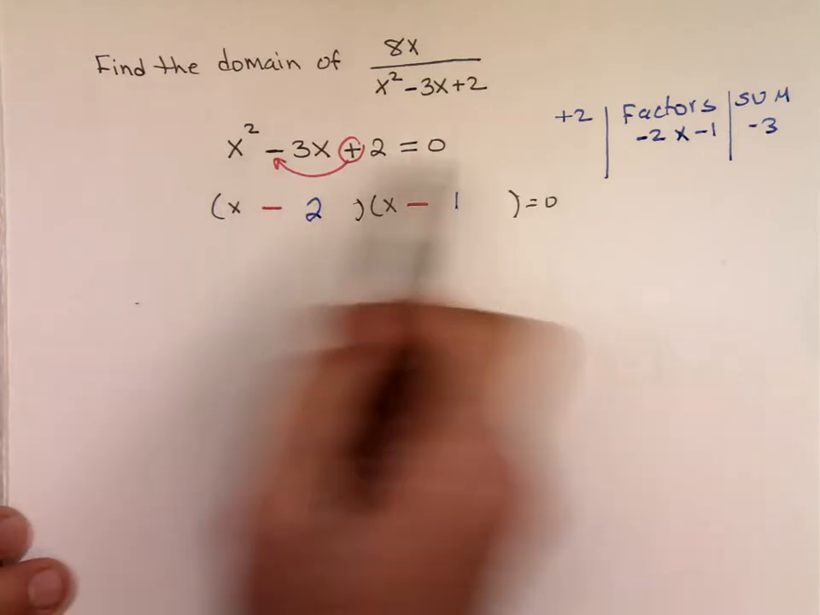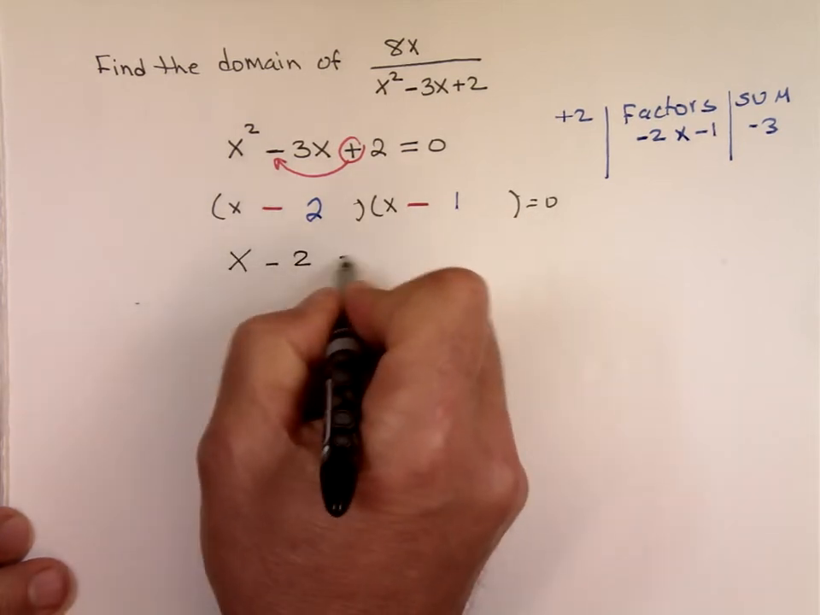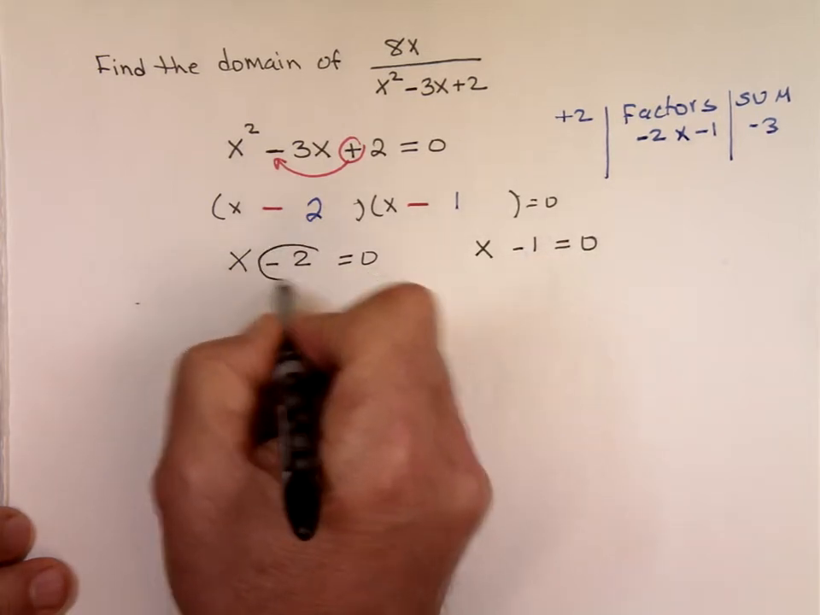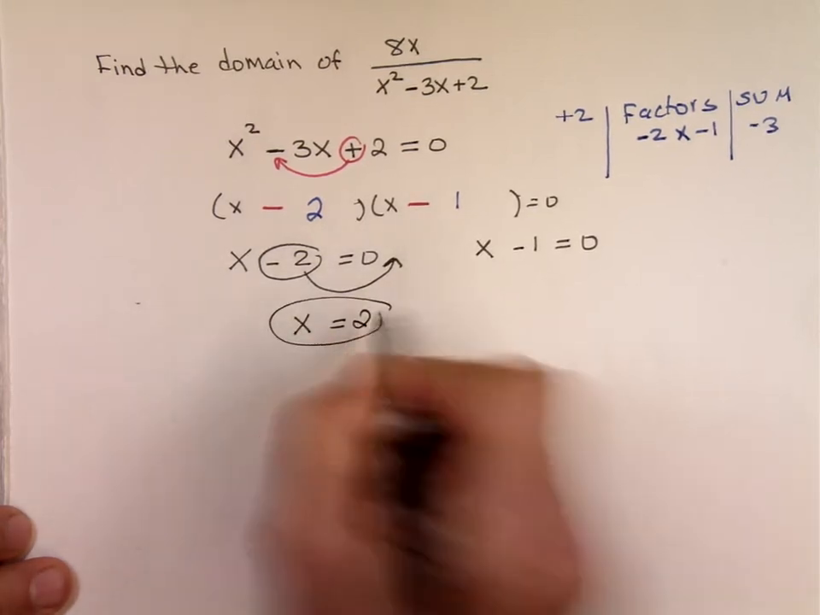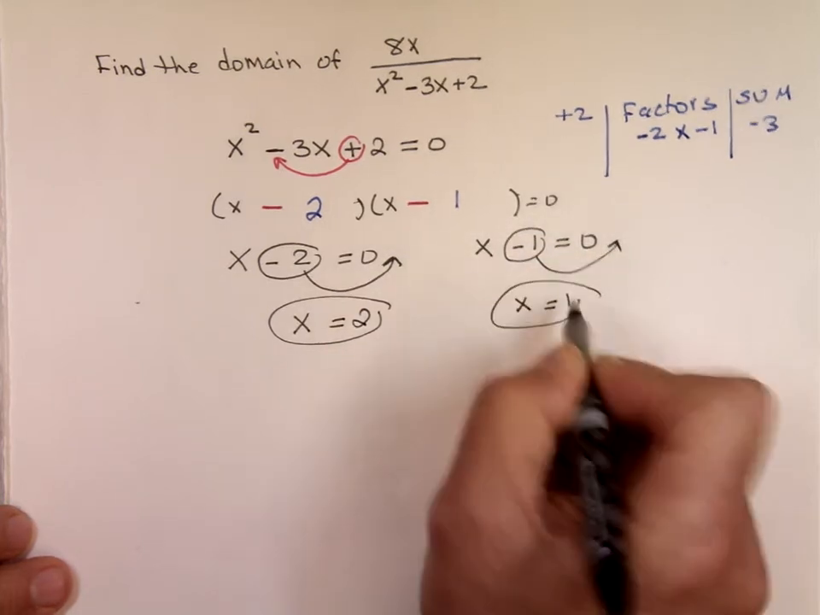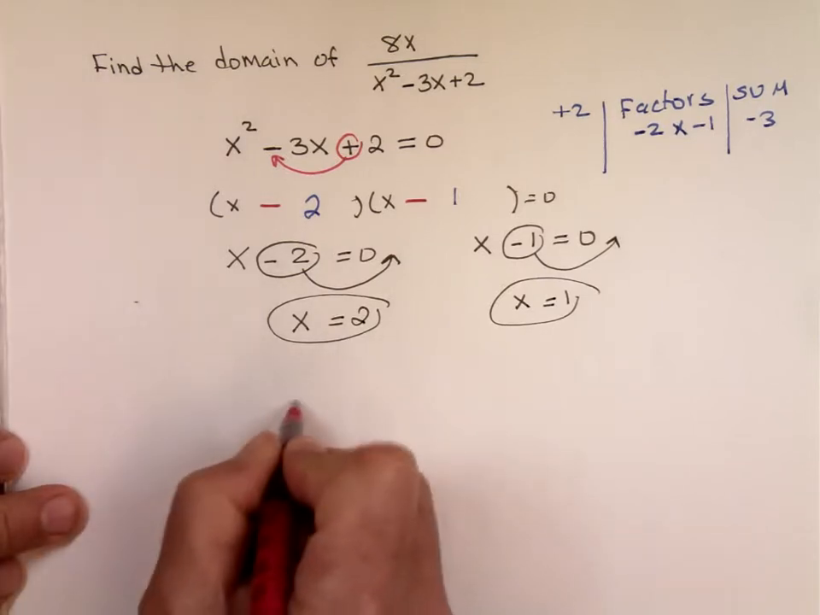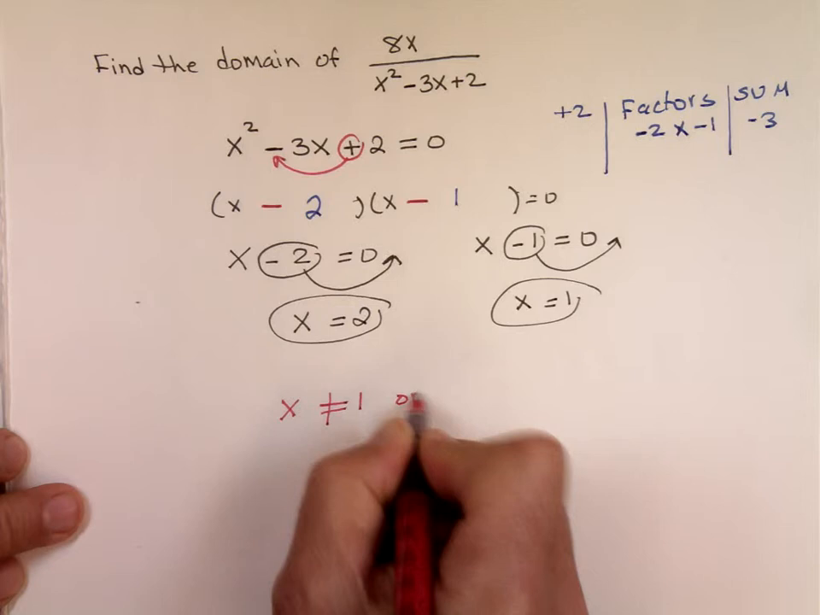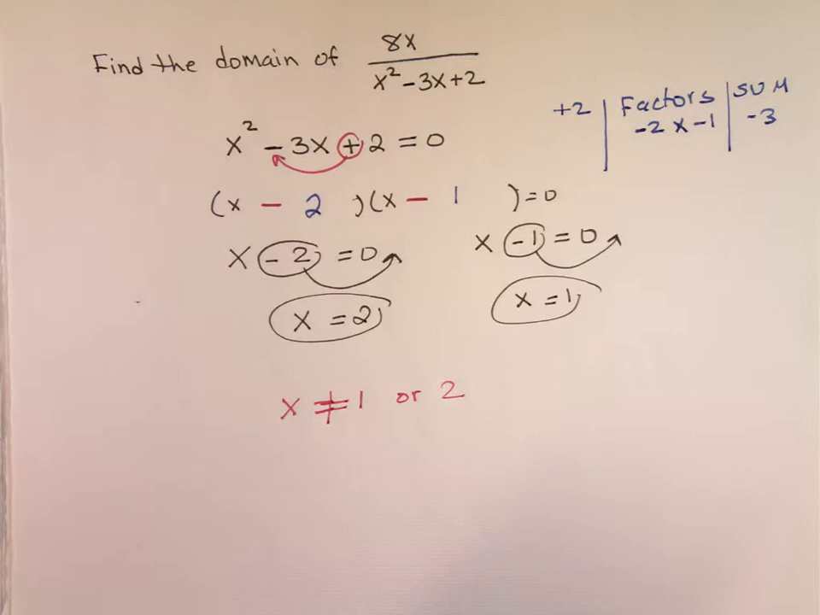Remember, move to one side, factor completely, set each factor equal to 0 and solve it. You take the negative 2 to that side, x becomes what? 2. When you take the minus 1 to that side, x equals what? 1. So my domain, when I write that problem, will say x does not equal 1 or 2.